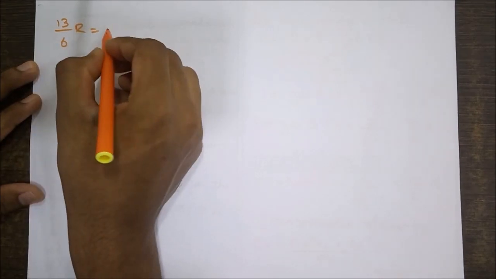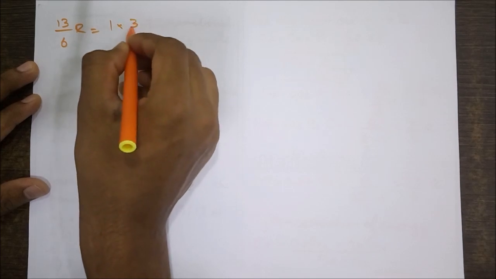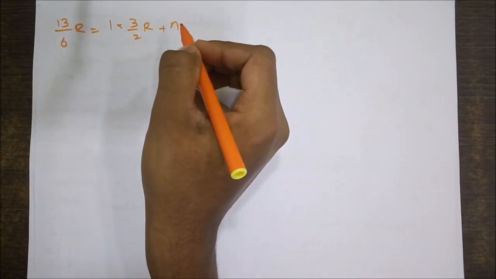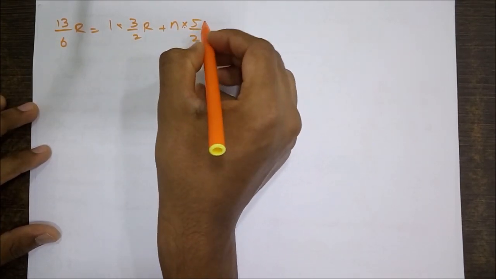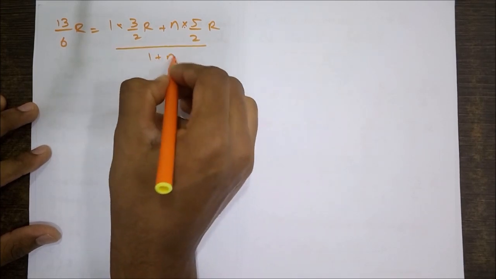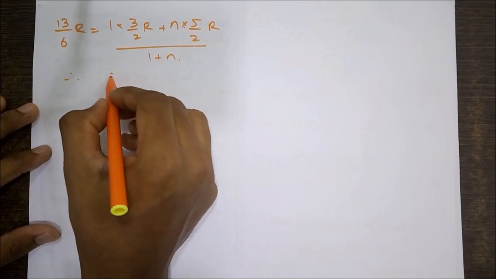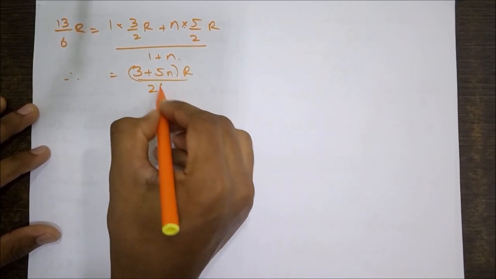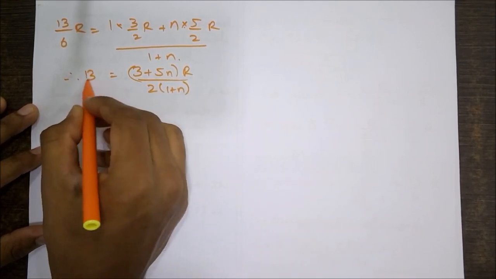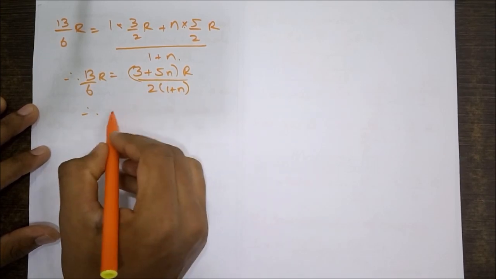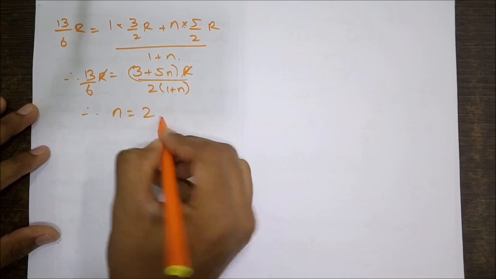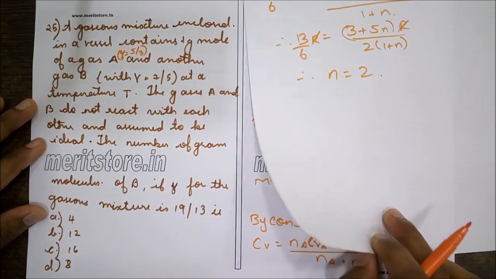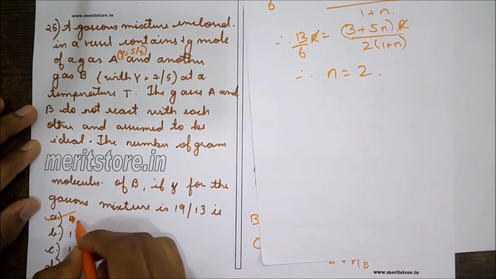So now this Cv for the mixture is 13 upon 6 times R, which is equal to the number of gram moles of A, which is 1, times 3 upon 2 R plus the number of gram moles for B that we need to find out, n, into 5 upon 2 times R, upon 1 plus n. So therefore this is equal to 3 plus 5n times R upon 2 times 1 plus n. This is equal to 13 by 6 times R. Now in order to find out the value of n, we get the value of n as 2. Hence option A is the correct answer.